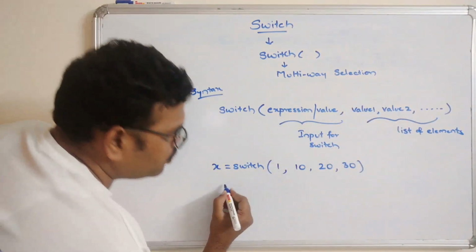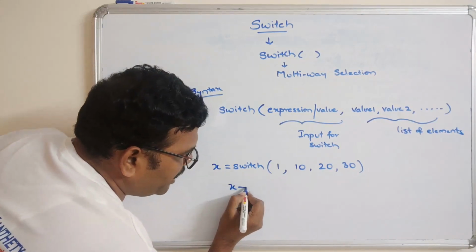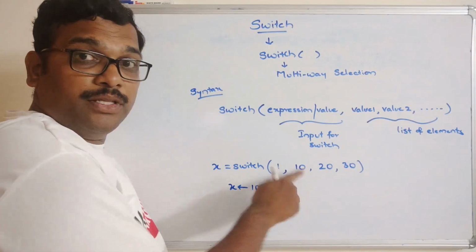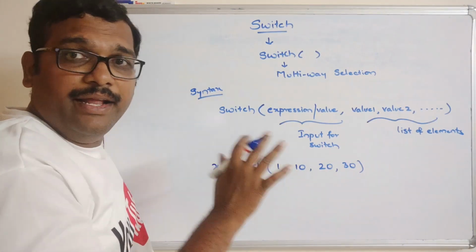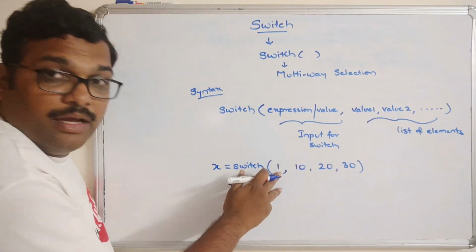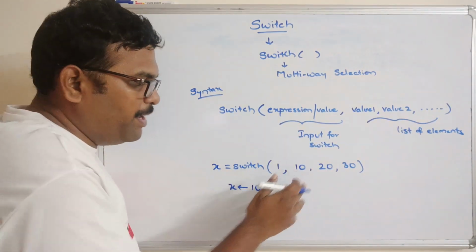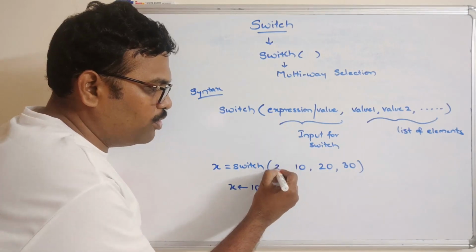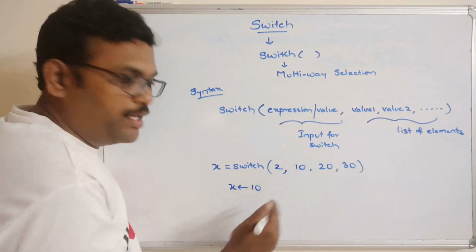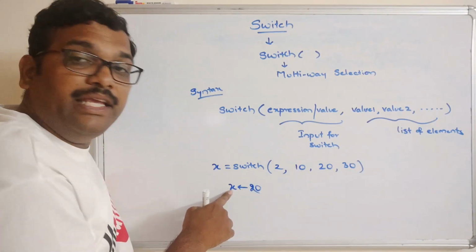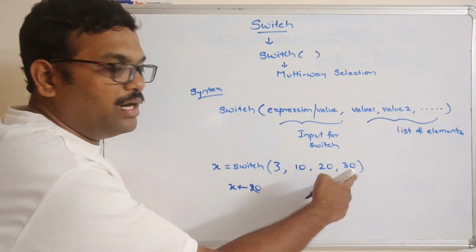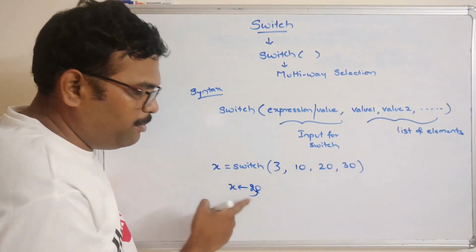Here the input is 1, so x will have the value 10. This is the first value. This is not an index, it is the positional order. Whatever element is available in the first position will be returned. For example, if it is 2, the second position element, 20, will be in x. And if it is 3, the third element, 30, will be available in x.